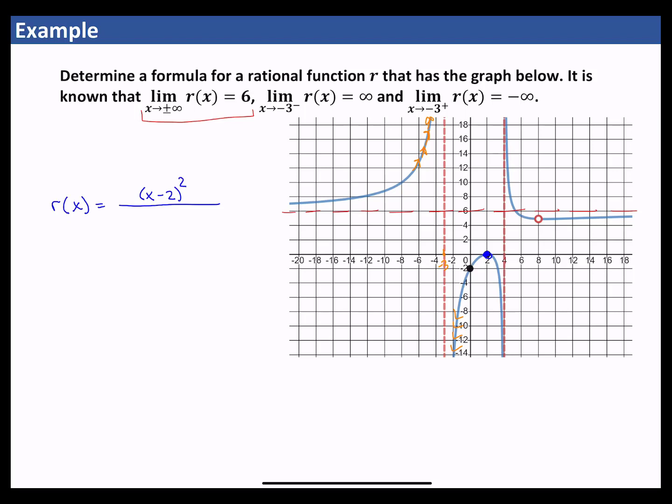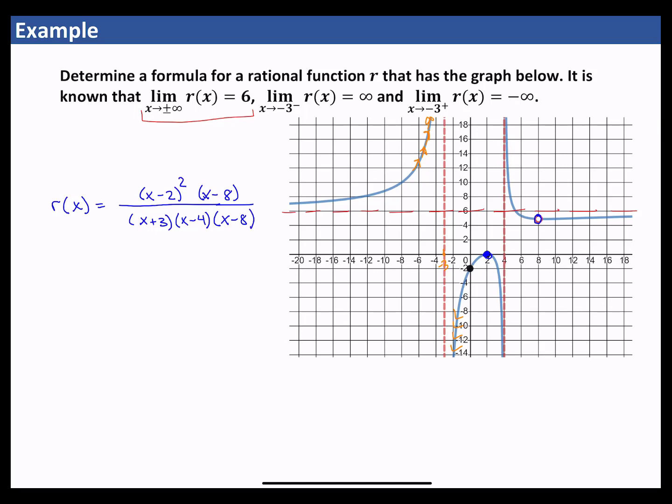We know that the vertical asymptotes are a result of the denominator equaling 0. So we know there's going to be a factor of x plus 3 because of the vertical asymptote at x equals -3. And then there's also a factor of x minus 4 because of the vertical asymptote at x equals 4. And then we also notice there's a hole when x equals 8, and that happens as a result of having a common factor in the numerator and denominator. So we know both have the factor x minus 8.